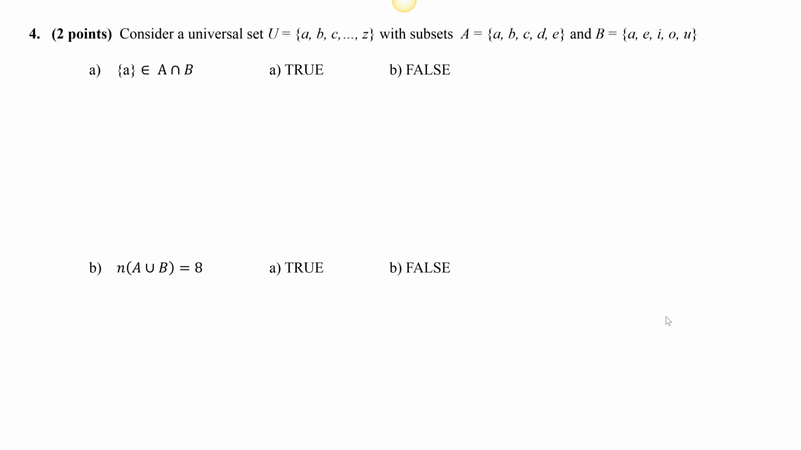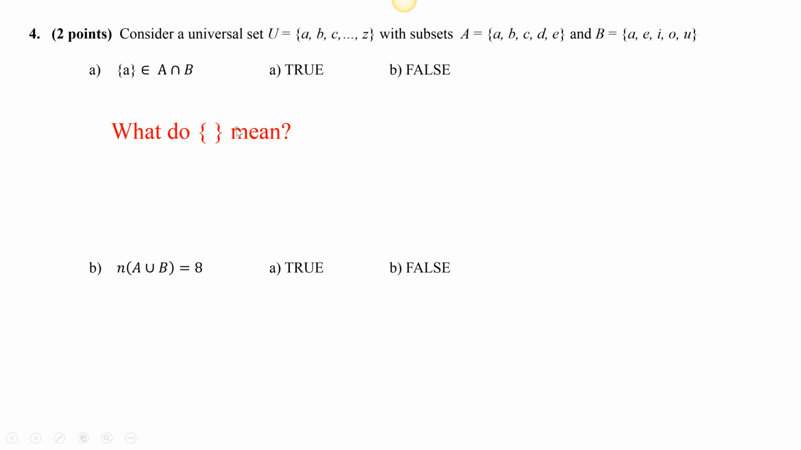Number 4, consider a universal set with A through Z with the subsets A, which contains A, B, C, D, and E, and B, which contains A, E, I, O, and U. Alright. Now, letter A says that the subset containing A is an element of A intersect B. So I just said it.